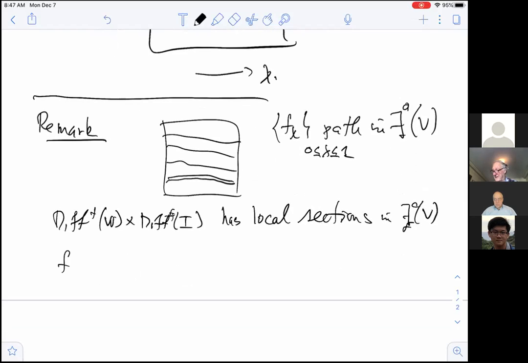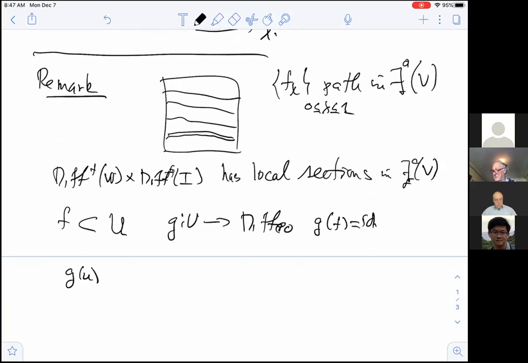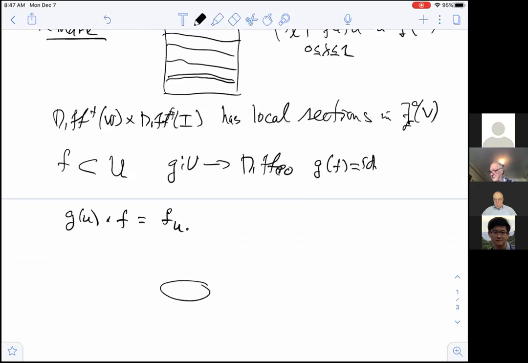So if you have some f in f naught, you can find an open set u and a function g from u into the diffeomorphisms. Say g of the point f is the identity, and g of u acting on f is f sub u. In other words, you have this open set in f naught. You have this base point for it, little f. You can find a section up in the diffeomorphism group, so that if you act by this section on f, you get the original open set u.